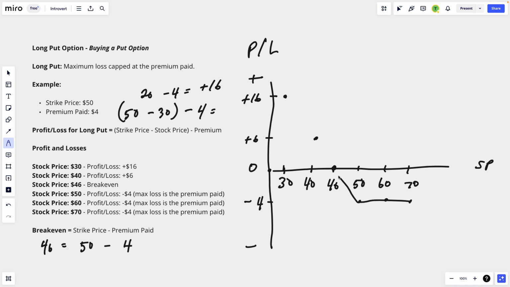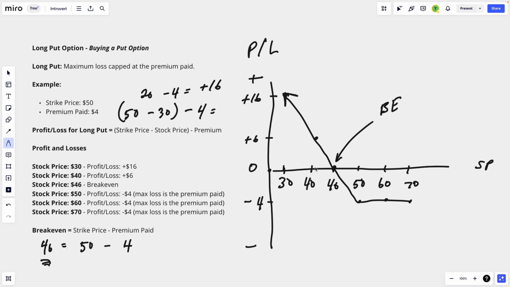And the diagram is going to be up and to the left. So right away, when it's up and to the left, that is a bearish strategy. And again, when it intersects the stock price and the x-axis here, that is going to be our break-even point. So we saw that $46 was the break-even. Again, we have the right to sell at 50, but we paid $4 for that right. So basically at $46, that is going to break even. And then anything less than 46, we are starting to earn a profit.